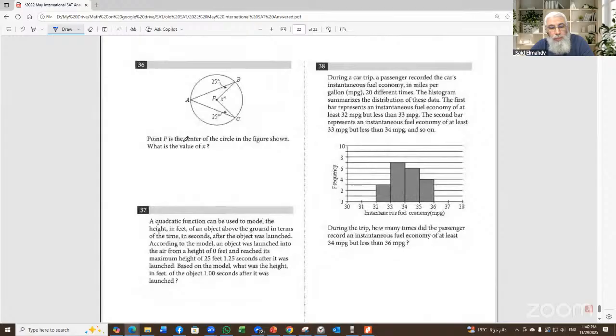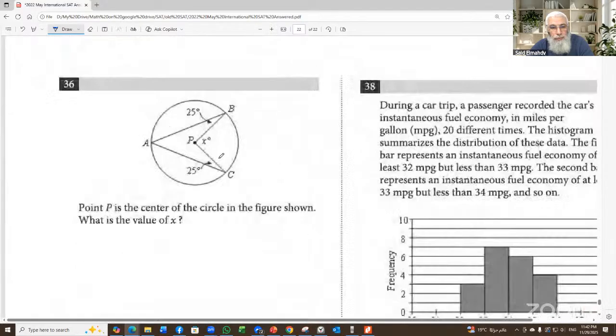Point P is the center of the circle in the figure shown. What is the value of x? This is 25, this is 25. We can make a line like this.